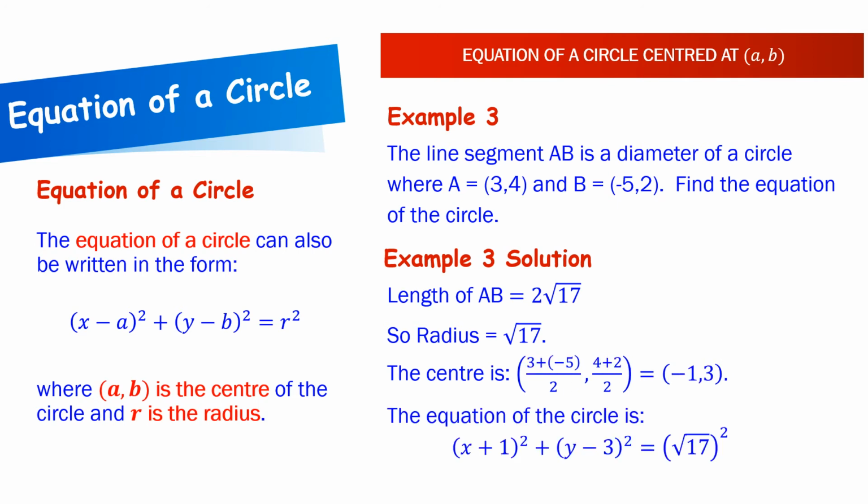And therefore the equation of the circle is (x plus 1) all squared, or (x minus -1) all squared, plus (y minus 3) all squared, equals the radius squared, which is 17.